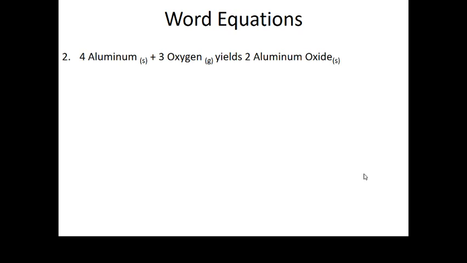Looking at the next one, I'm telling you that I have 4 aluminum, so I have a coefficient out in front. And I have 3 oxygens, another coefficient. Produces or yields, in this case, 2 aluminum oxide.